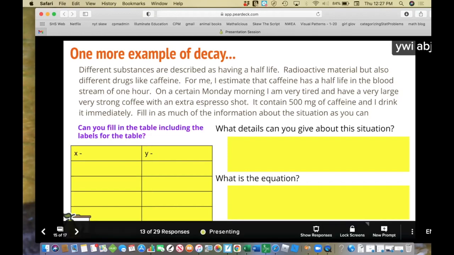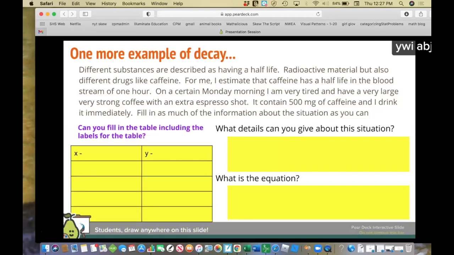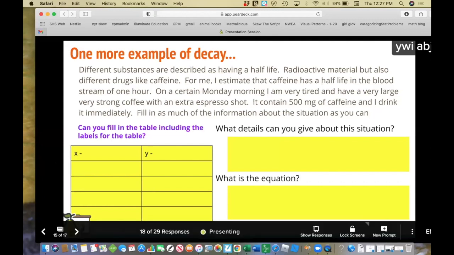Okay, so I see lots of people. Almost everybody has started in the X column. If you have 0, 1, 2, 3, you're on an excellent rate. And then how much caffeine did I start with? Right, that will be my time zero. And good, I have some people checking.